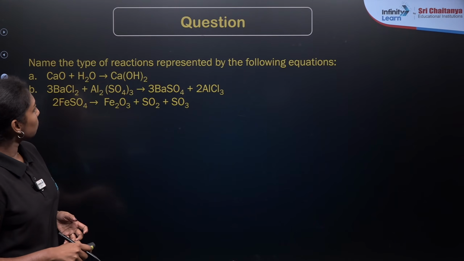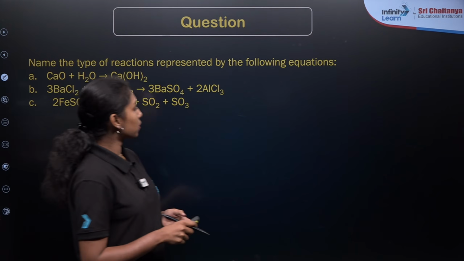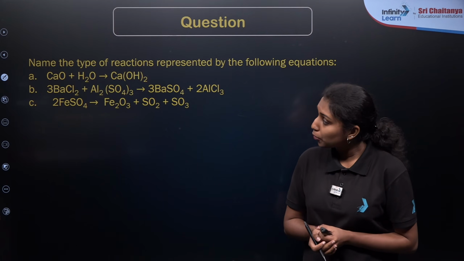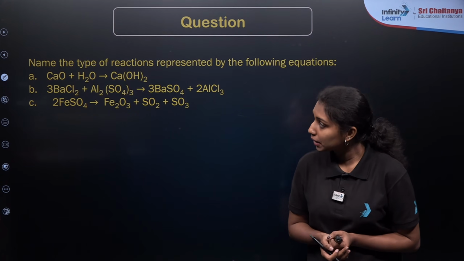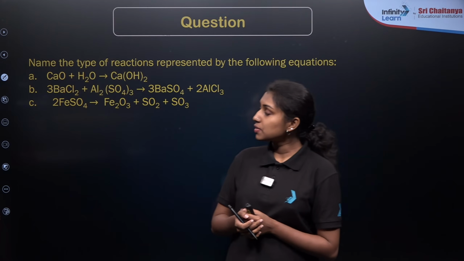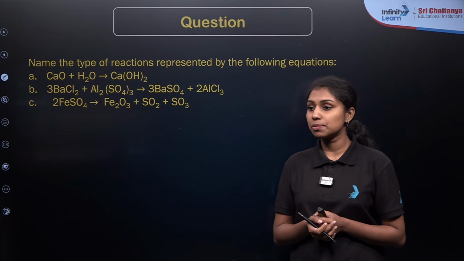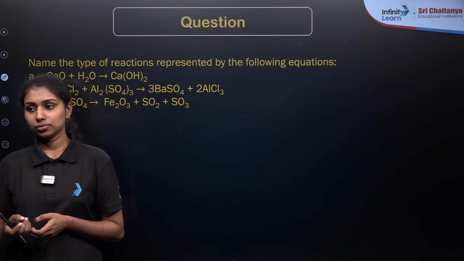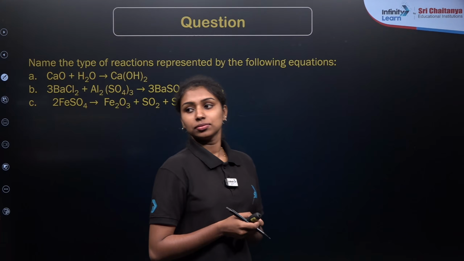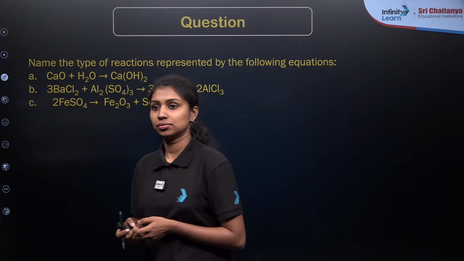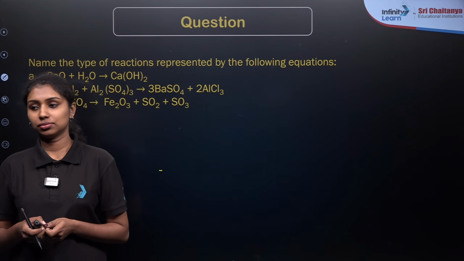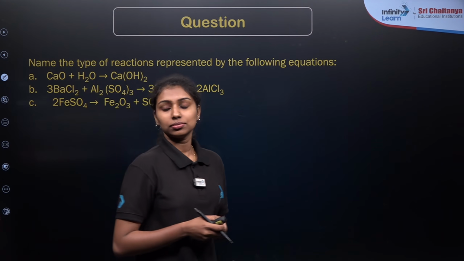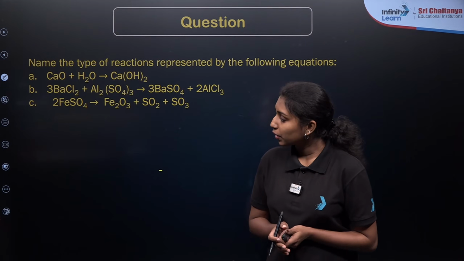So let's practice one question based on the types of chemical reactions here. So 3 reactions are given here. We need to identify the type of reactions given here. So can you please give me the answer for the question? First reaction, CaO reacts with water to form calcium hydroxide. So what type of reaction is it?